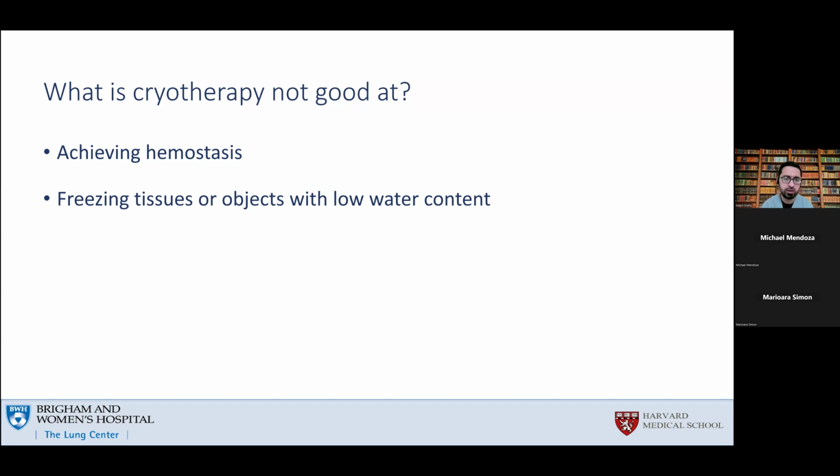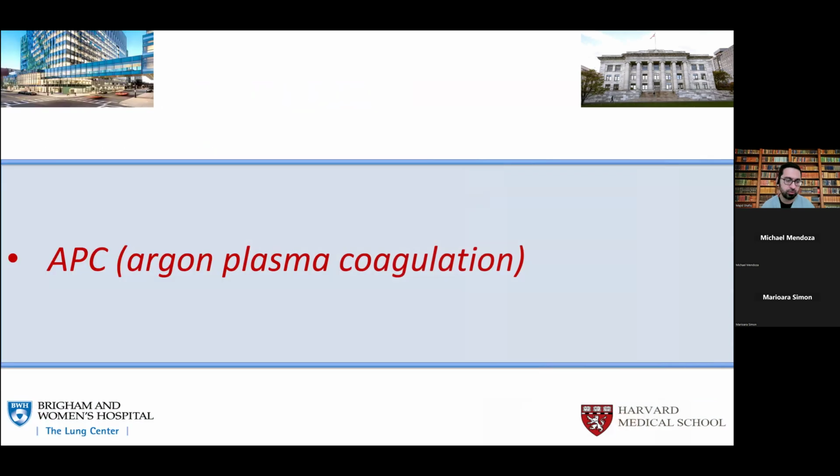Another thing cryotherapy isn't good at is trying to freeze tissues that have low water content. Think of a foreign body in the airway. If somebody aspirated a metal coin, you will not have great luck trying to stick that to your cryoprobe. What you need is enough water content in your target tissue that can easily crystallize, become ice, and that is what allows that lesion or that tissue to get stuck to your cryoprobe. So your cryoadhesion won't go great if there is low water content. Cryotherapy, not your go-to tool for foreign bodies.